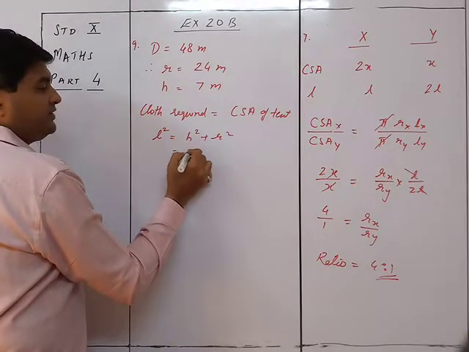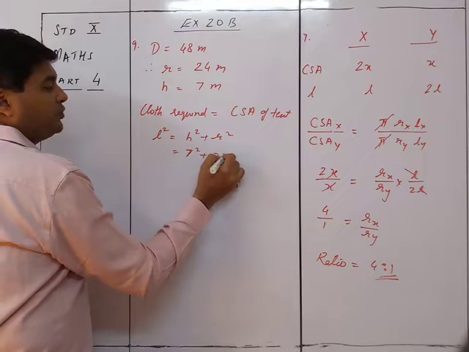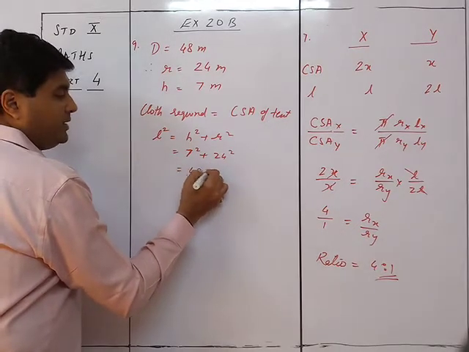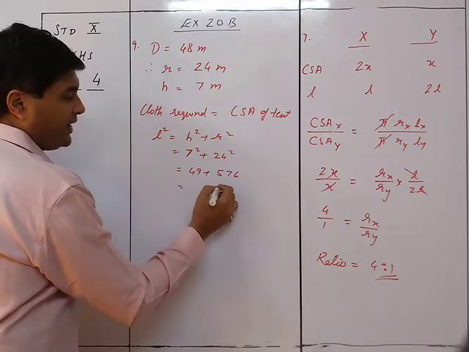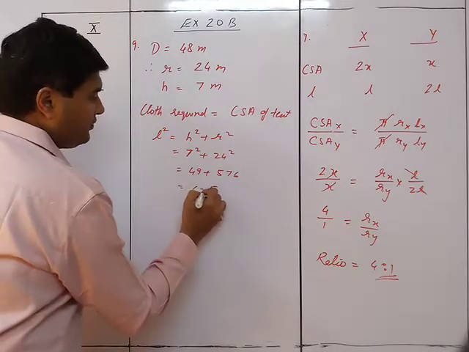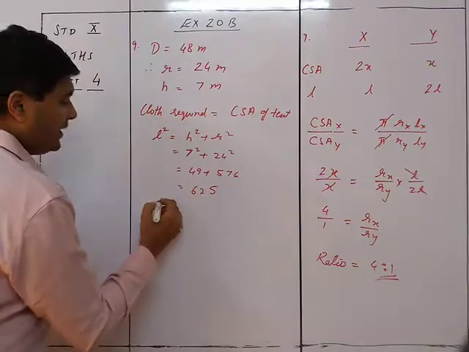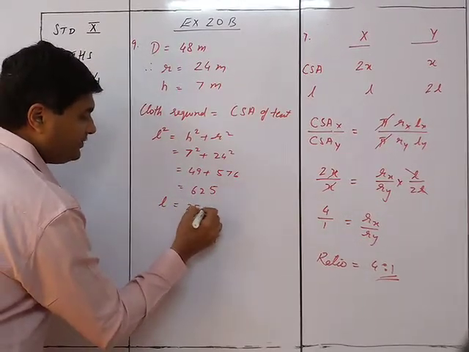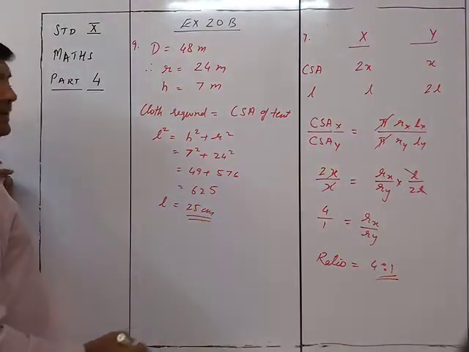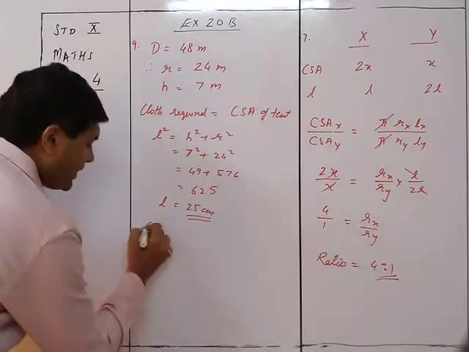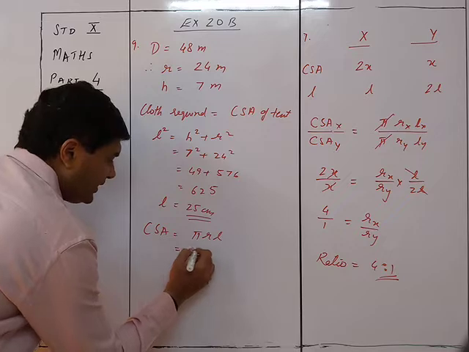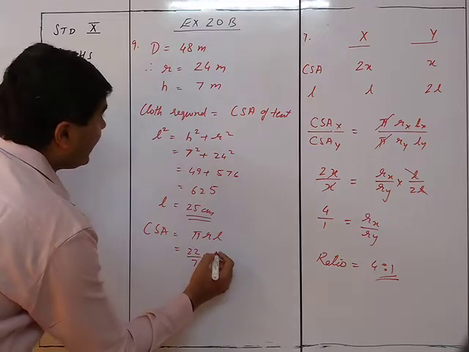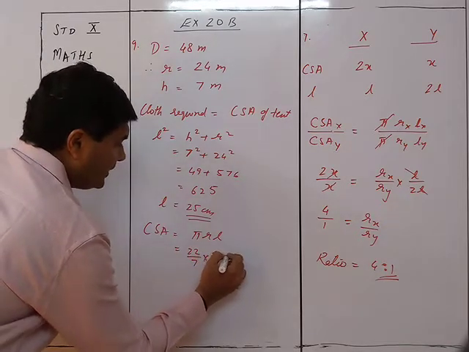That is 7 square plus 24 square. That is 49 plus 576. That is going to give me 625. So accordingly, the length is equal to 25 centimeters. The slant height is 25 centimeters. So accordingly, CSA is equal to pi RL, which is 22 upon 7 into R, which is 24, into 25.